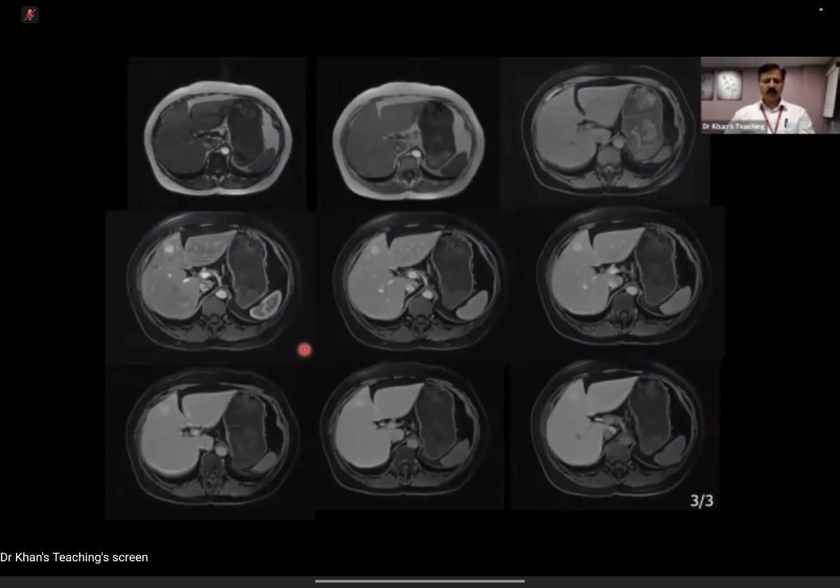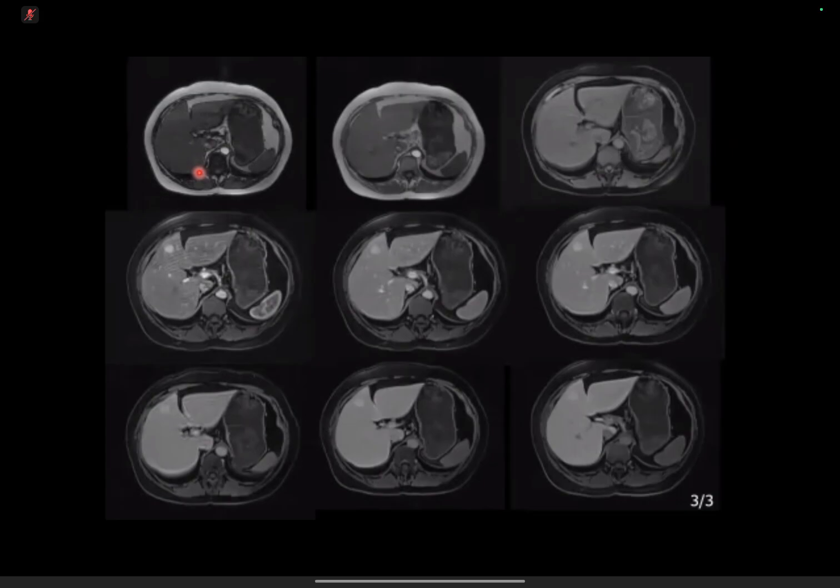Because of time factor, I'm going to take you through it. This is the out of phase, this is in phase. What is your diagnosis? This liver, what do you think? Is this normal liver or fatty liver? There's not really a significant difference in the signal between the in and out of phase, so probably there isn't significant fatty infiltration.